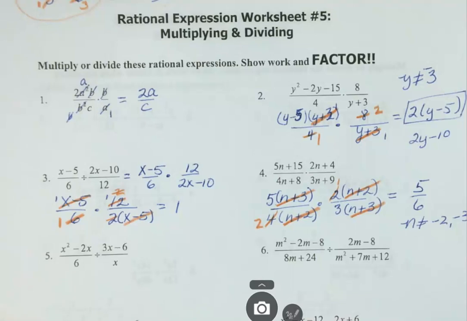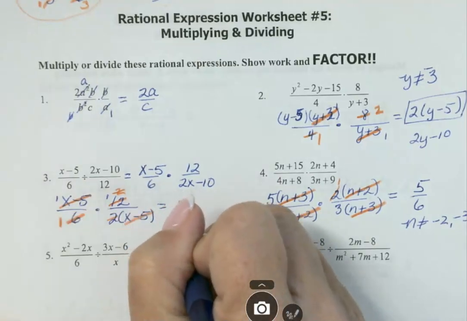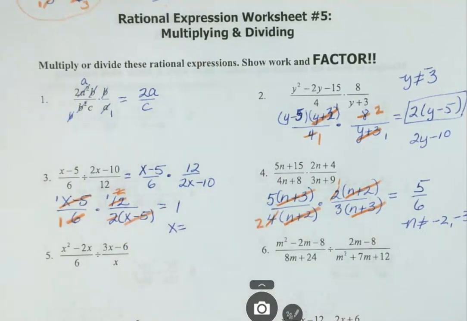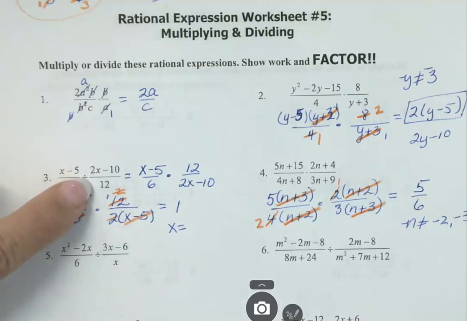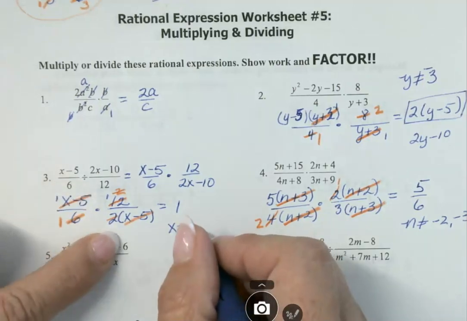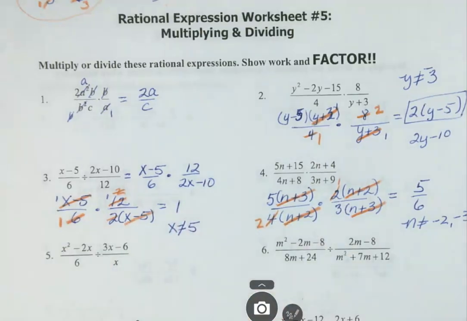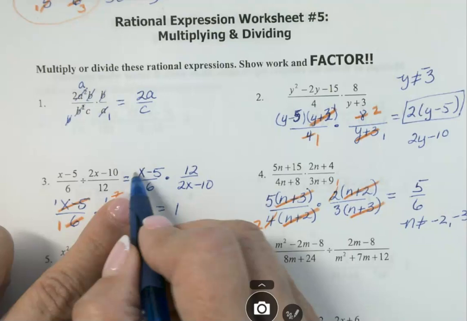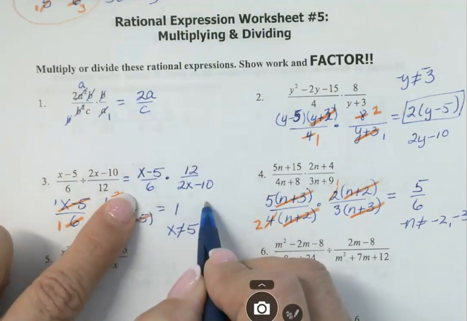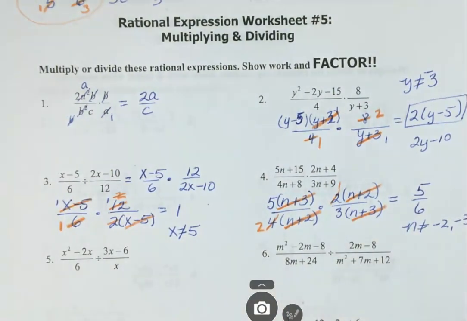Okay? Now, again, you do need to state what x cannot be. And since you are multiplying by the reciprocal here, that puts this in the denominator, so x cannot be 5. Okay? So that is the only addition that we're doing with division, is you have to rewrite it to a multiplication, and then it becomes the same steps as your multiplication.